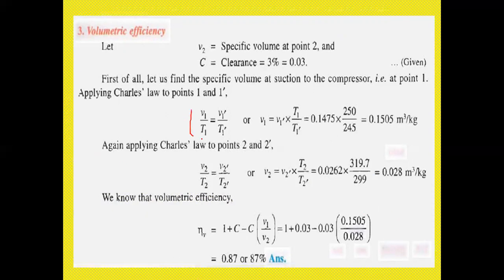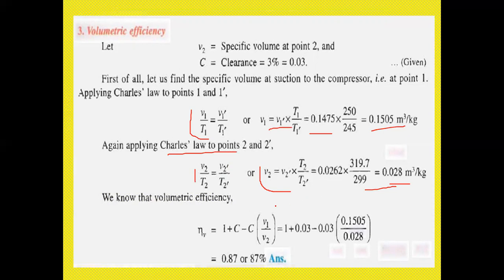That gives V1 equals V1 dash into T1 by T1 dash, that is equal to this value. Now applying Charles law at point 2, V2 by T2 is equal to V2 dash by T2 dash. That is, V2 is equal to V2 dash into T2 by T2 dash, that is equal to this value.